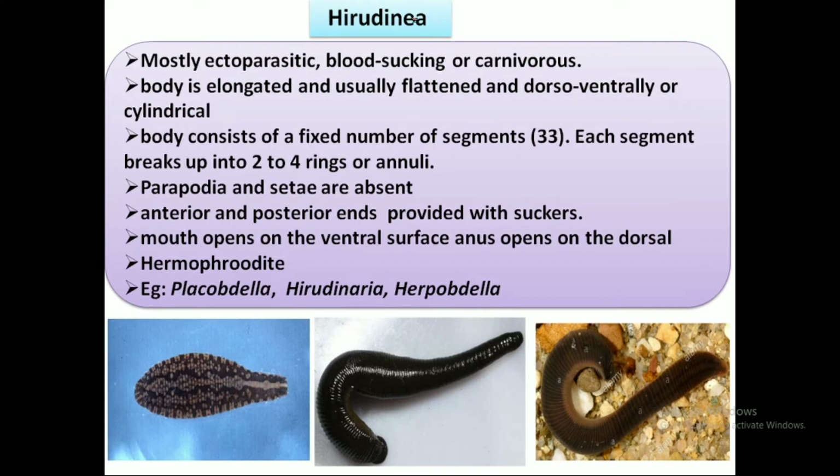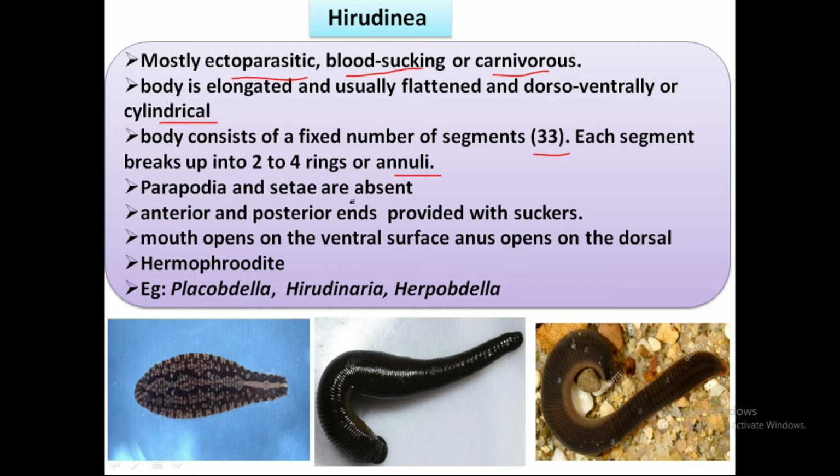Then the last class of the phylum Annelida is the Hirudinea. Hirudinea species are mostly ectoparasitic in nature, and they are blood-sucking and carnivorous species. The body form is elongated and flattened, or we can say dorso-ventrally flattened, and some species exhibit a cylindrical body form. The body consists of a fixed number of segments, about 32 to 33, and each segment breaks up into 2 to 4 rings or annuli.